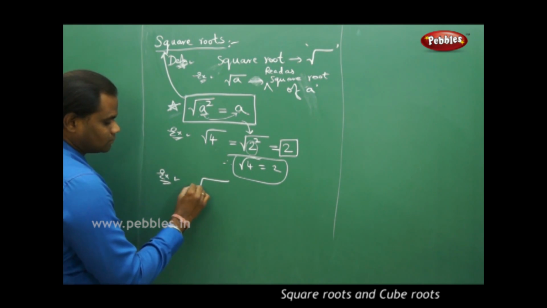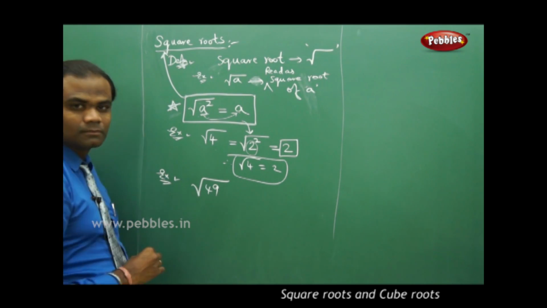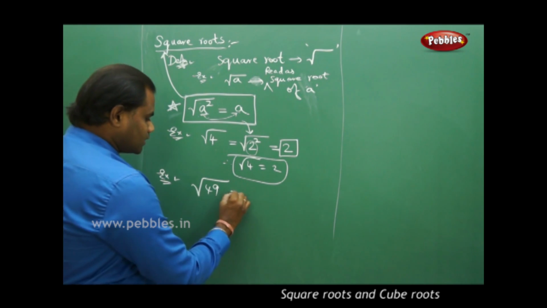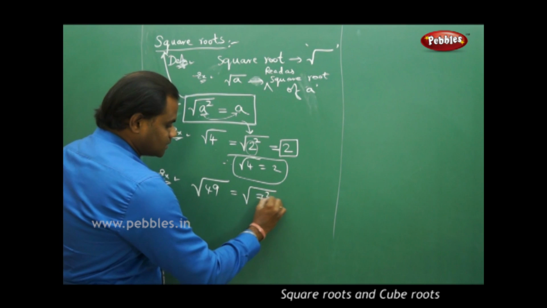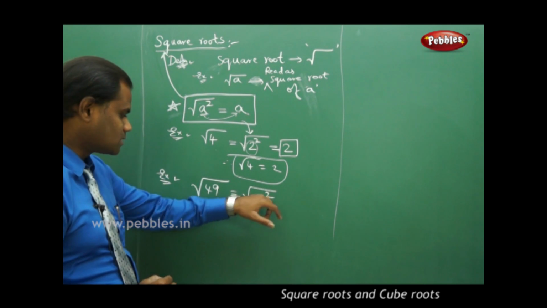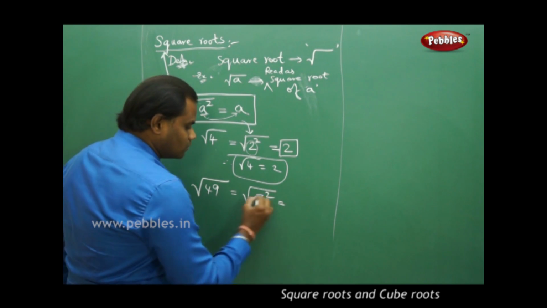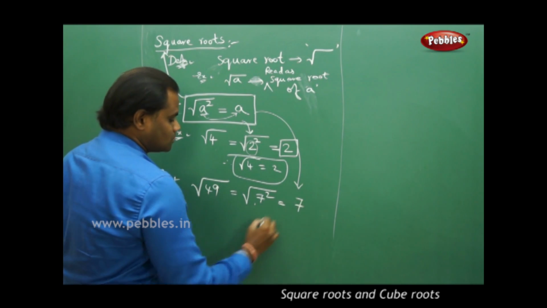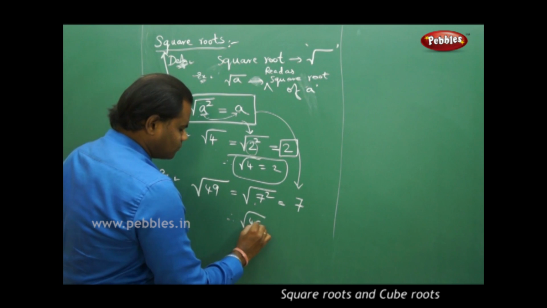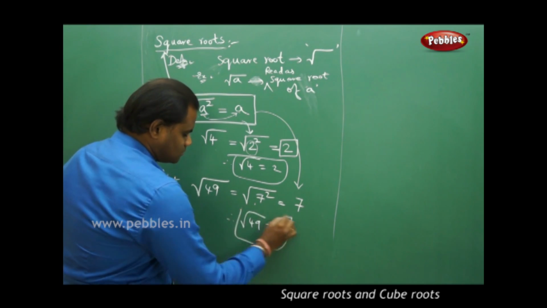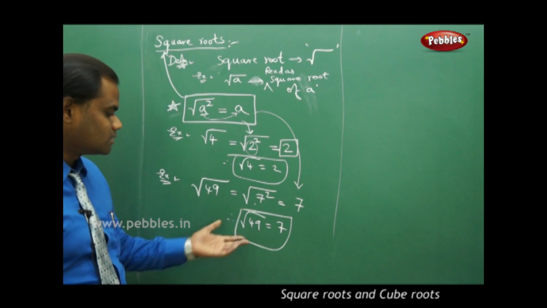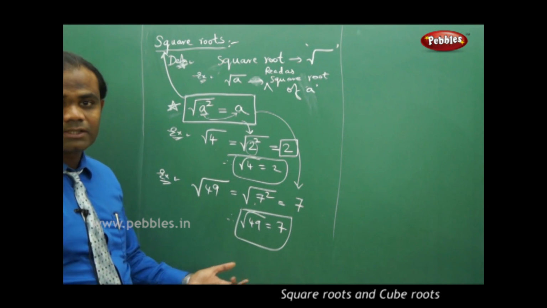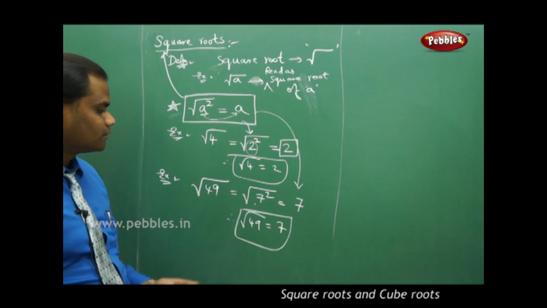Square root of 49. I'll express 49 as a square number, which is nothing but 7 square. So the square number 7 square is 49. Therefore, by the definition of root of A square is A, I get this to be 7. Therefore, square root of 49 is 7. So this is the answer. This is how I understand square roots for each of the examples.